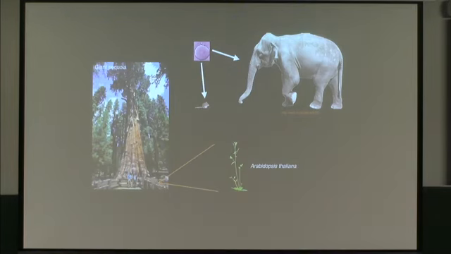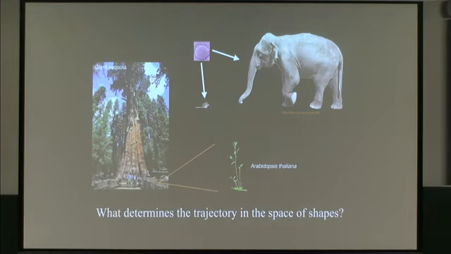My main interest is morphogenesis: how you go from a single cell, or a small group of cells, to an organism that can be small or big, in the animal world or in the plant world. I'll work mostly on plants. The main question I'm asking is what determines the trajectory in the space of shapes, and what makes this trajectory robust to internal and external perturbations.